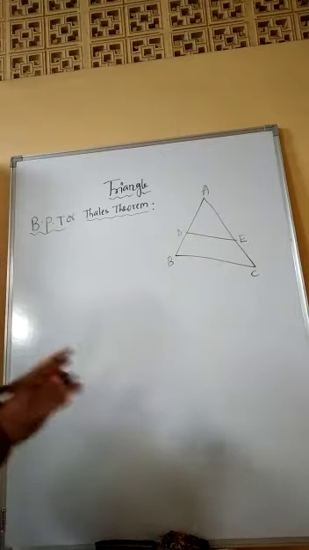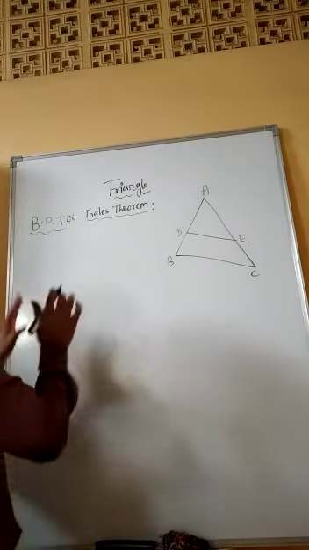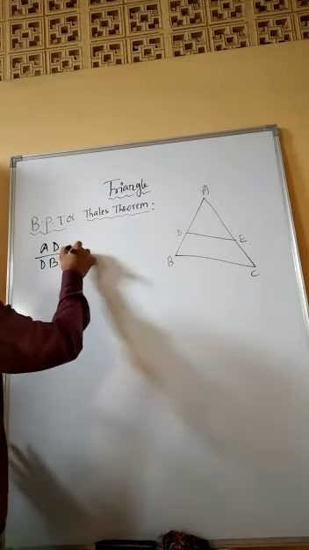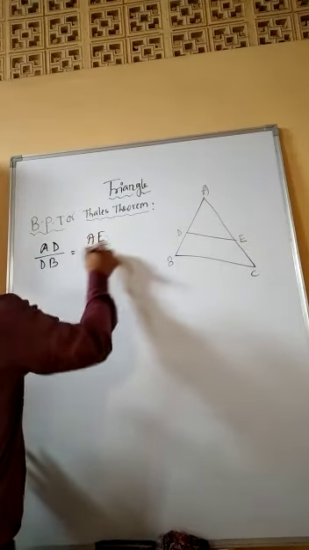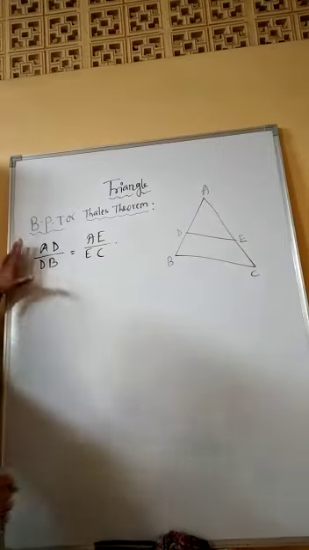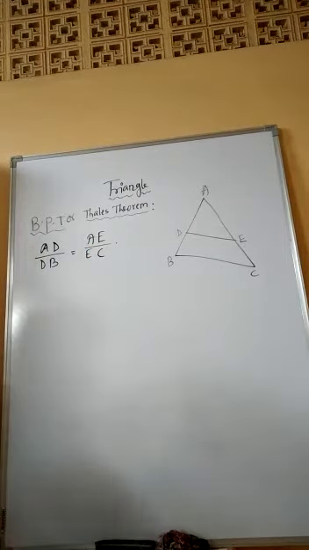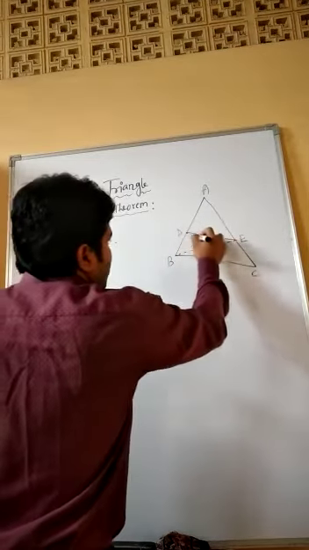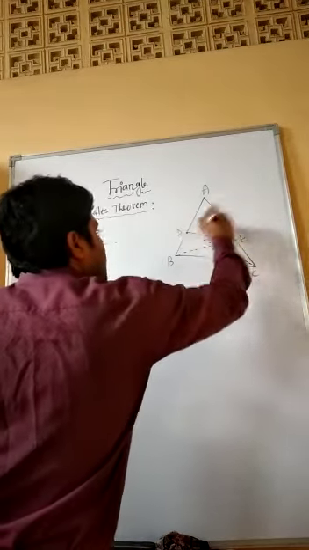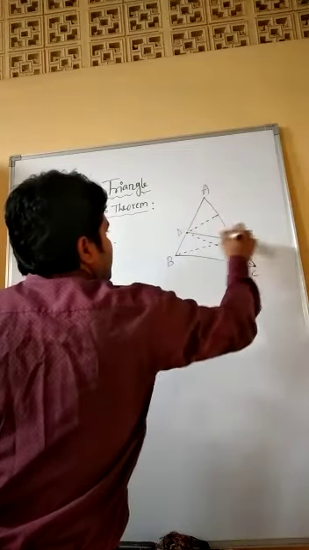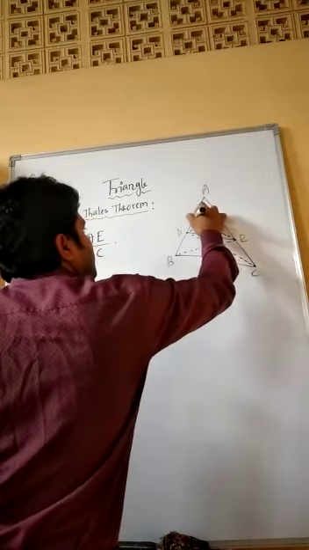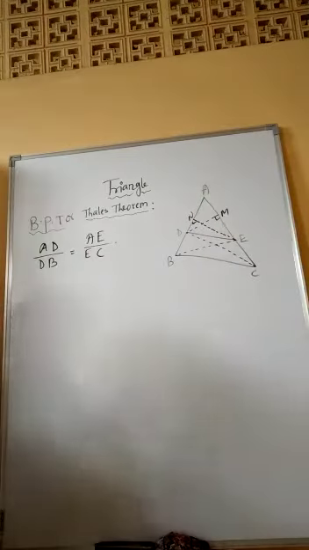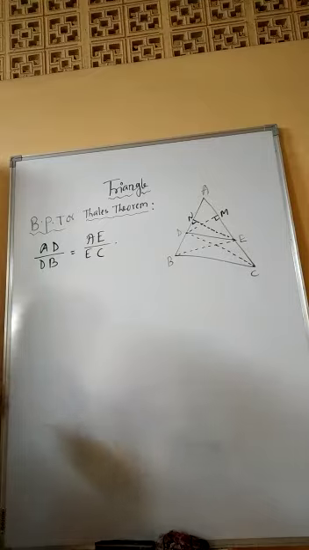Now what we have to prove? By Thales' theorem we have to prove that AD by DB equals AE by EC. For the construction we have to join BE and CD, and we have to draw the perpendiculars also, from D to this side and from E to this side. So these are the perpendiculars. I am giving you one short proof in simple form.